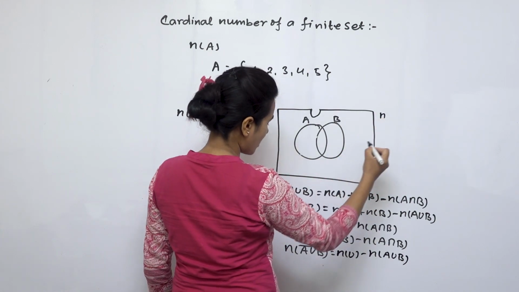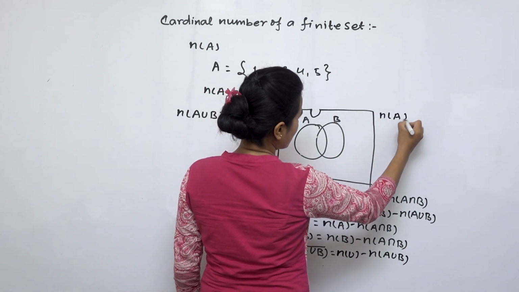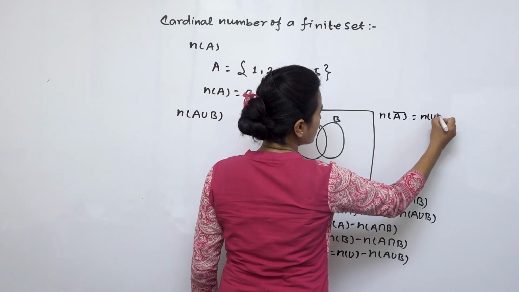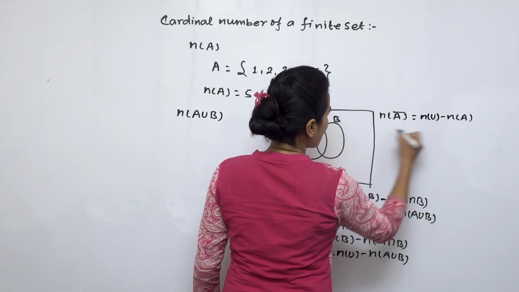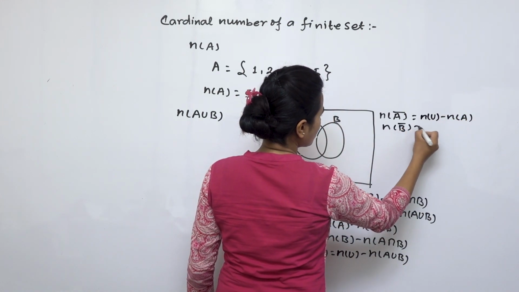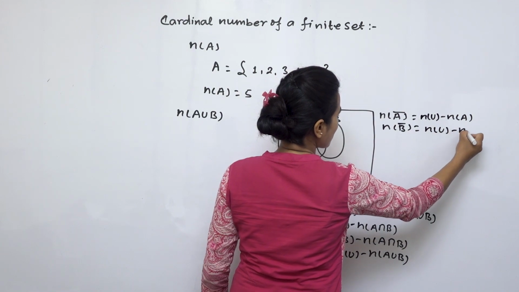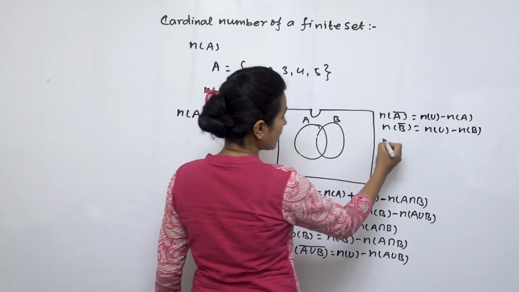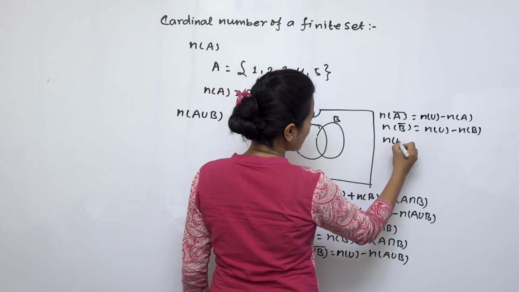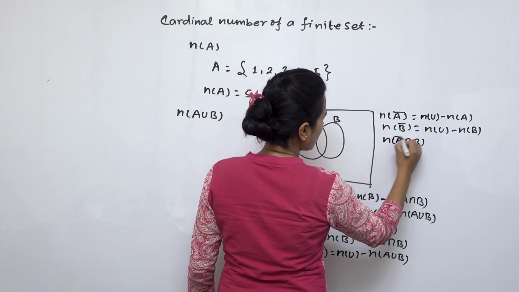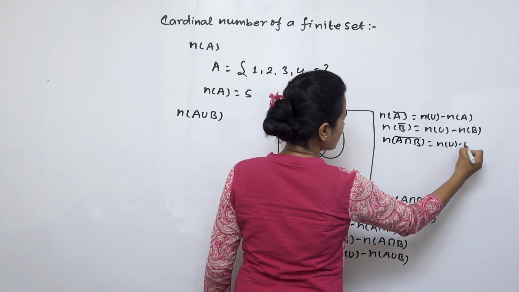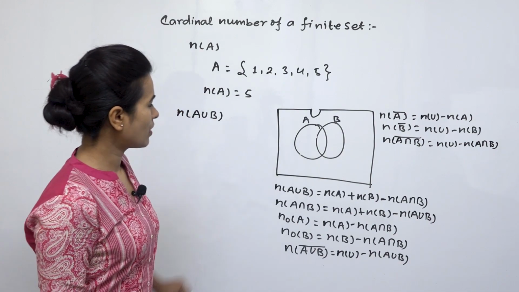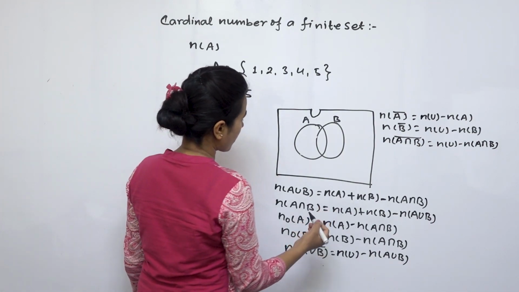Similarly, for n(A complement), this means beside A, the remaining part of U. So n(U) minus n(A). Likewise, for n(B complement), n(U) minus n(B). Complement of any set means the remaining members of the universal set. For the complement of A intersection B, from the universal set we subtract n(A intersection B). So this is what we have to do.